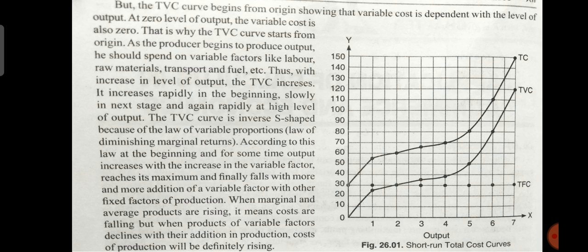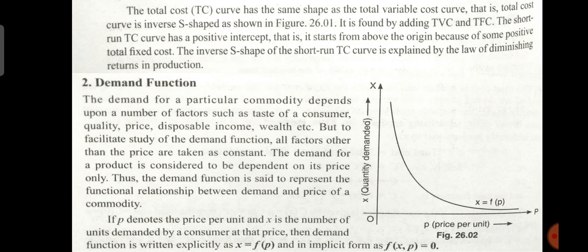So the curve is an S-shaped curve, we can say, because the law of variable proportions may be changing. So this is the curve. And that is given here, the inverse S shape, that this short run TC is explained by the law of diminishing returns in production. The law of diminishing returns, if you have studied in commerce, you will know about that. The total cost has the same shape as the total variable cost.